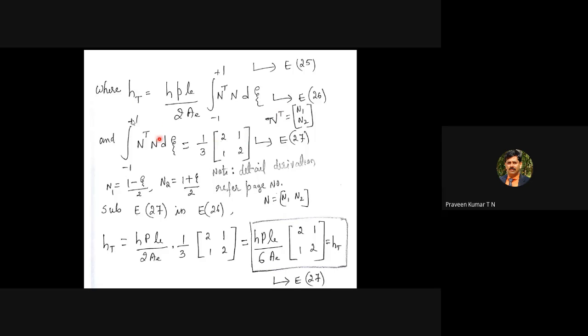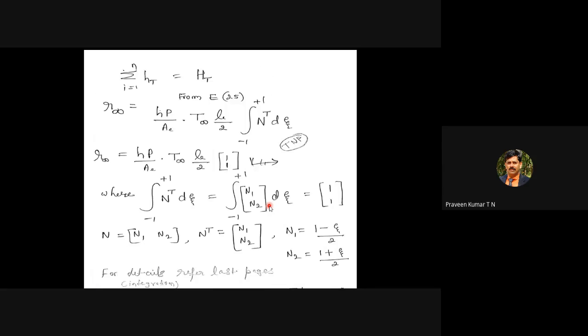We have already derived this equation yesterday. I'm not going to do the detailed derivation again. We have defined HT as the integration from -1 to +1 of N transpose N dT. Once we know what N1 is and what N2 is, if you substitute everything, you get the HT vector. Then we have the RT vector, R infinity.